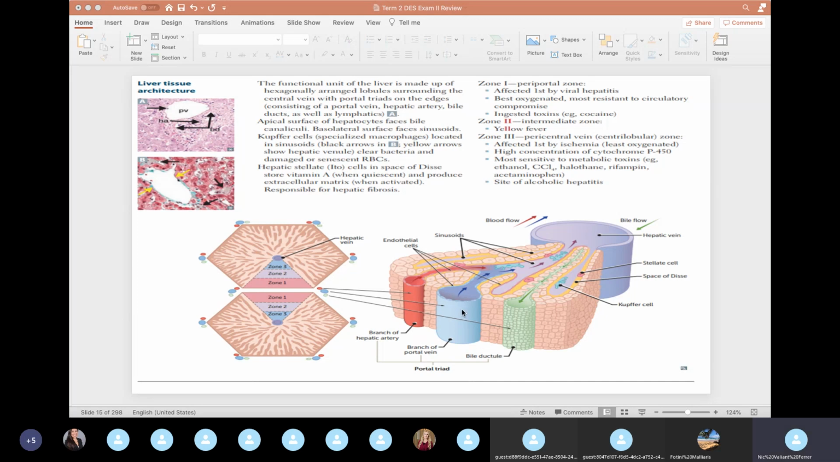So you can see the portal vein here, right? The portal vein drains to the hepatic vein. The bile goes on the other side. So it's the opposite. It's a counter transport, okay?